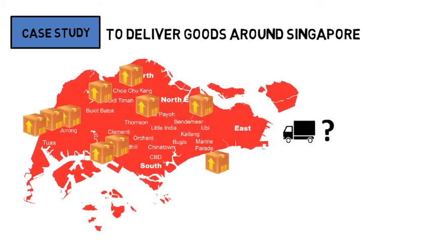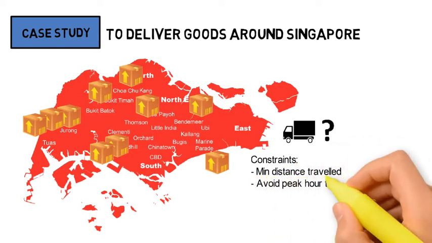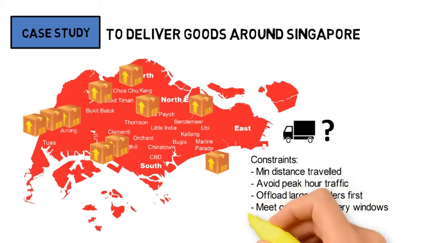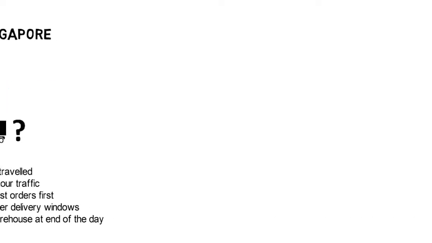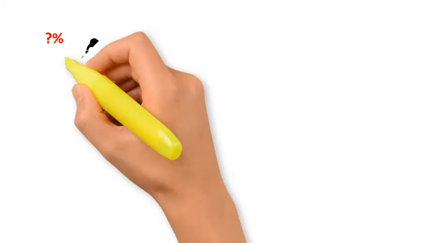Let's take the case of a logistics company which has cargo to deliver all over Singapore. The company needs to figure out what is the best routing for the delivery truck. Some of the constraints the company faces could be, for example, minimize distance traveled, avoiding peak hour traffic, offloading the largest orders first, making customer windows happen, and really just the need to go back to the warehouse at the end of every day. So a possible routing could end up looking something perhaps like this: meeting all the constraints and then allowing the truck to go back to the warehouse at the end of the day.